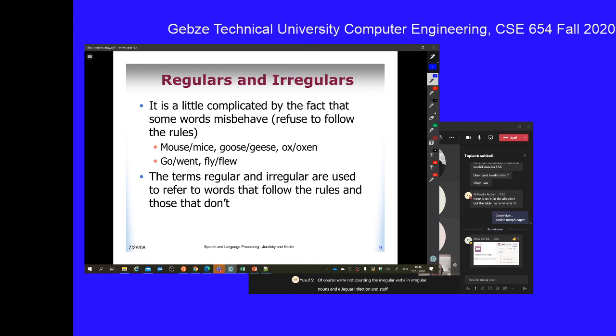For example, when I say book and box, that's simple. For mouse, it is not mouses, it is mice. For goose, it is geese. For ox, it is oxen, right? Again, for the past tense of the verbs, for go, it is not goed, it is went. Fly, flew, right? So English is difficult in terms of irregular inflectional morphology rules, and these irregular rules are the more common rules.